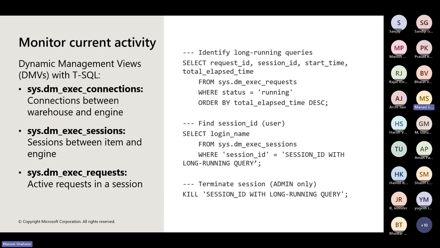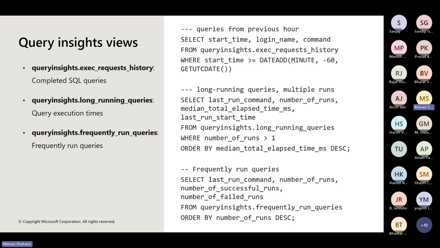You can even monitor queries, if you want to find out which query took how long. Go and see some historical queries, see which query is being run frequently, again and again, which has a good frequency. All those queries, if you want to see, you can do that using the query insights view. These are also DMVs that you can use, but these work on queries.